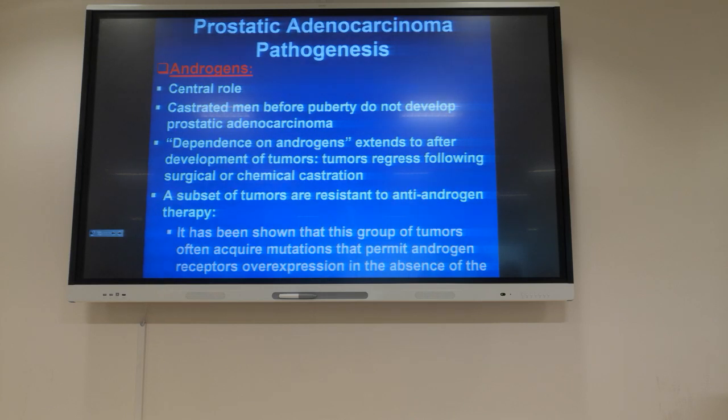This is really where the treatment of prostatic adenocarcinoma came from. So if you simply cut or reduce the androgen in a patient with prostatic adenocarcinoma, what do you think will happen to the tumor? It will shrink. It may disappear. It may be gone completely.